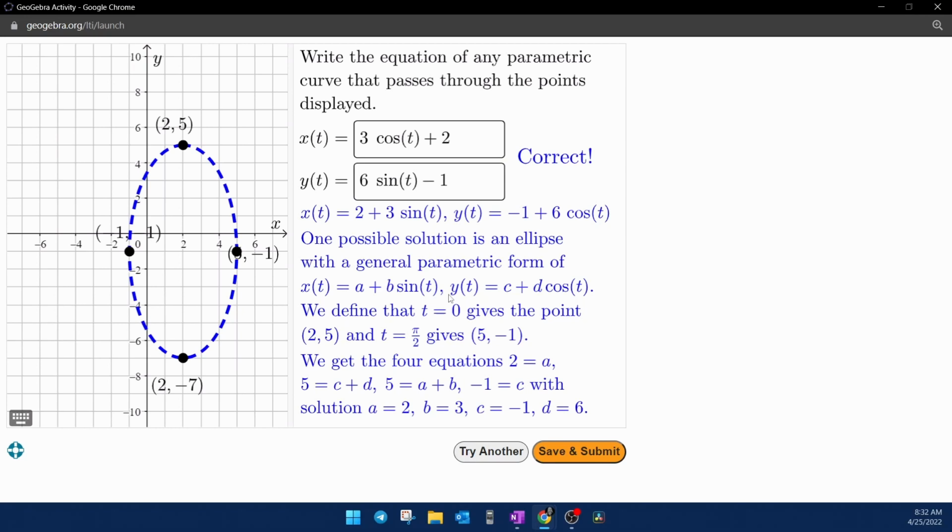Yeah. So, before you move on, please remember to click Save and Submit so that you update your progress in your MyLab Math. And that's going to do it for this particular problem.